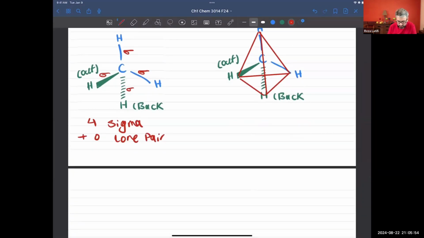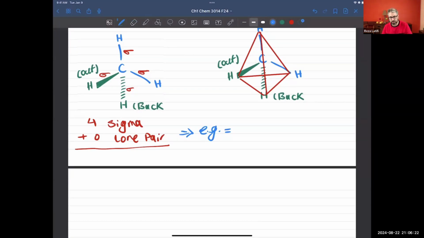Before you add the sigma plus lone pair, be aware of electron geometry. What's electron geometry? A geometry that's based on the number of pairs around the central atom. We don't care about atoms. If this is 1, 2, 3, then I have 3 pairs. How many atoms I have, that's going to be the molecular geometry. Here I have 4 pairs, so it will be tetrahedral.